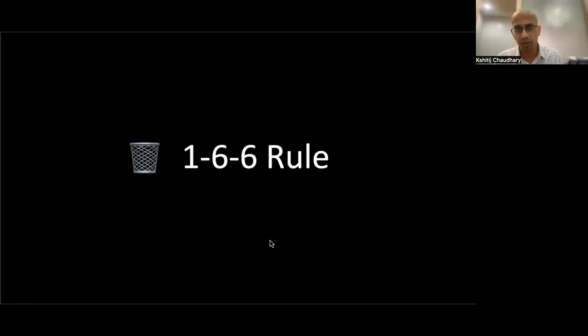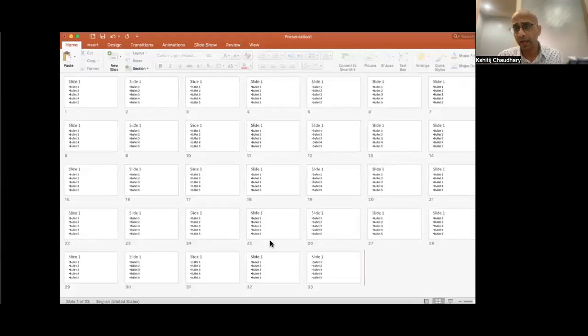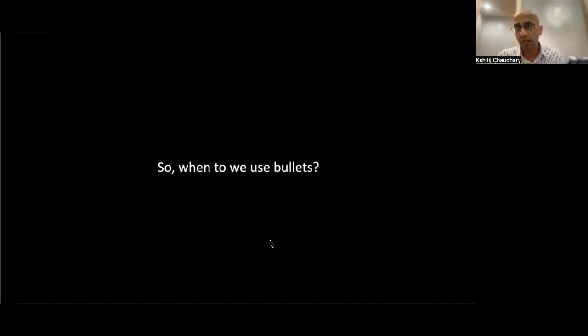but it is rubbish. Because anytime you use a layout over and over again, people will eventually stop paying attention, and psychologists call this habituation. So if you are using slide after slide that are just bullet points, people are going to switch off very quickly. So then when do we use bullets?